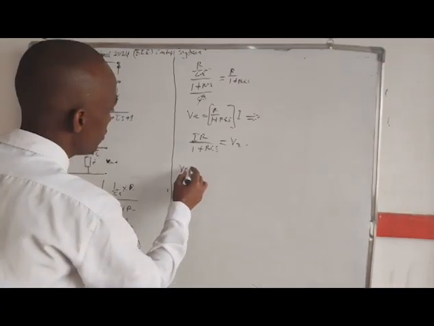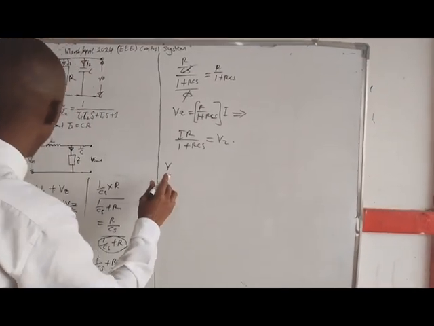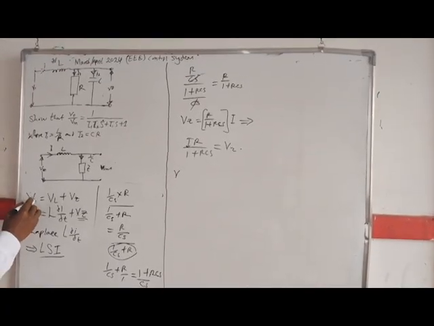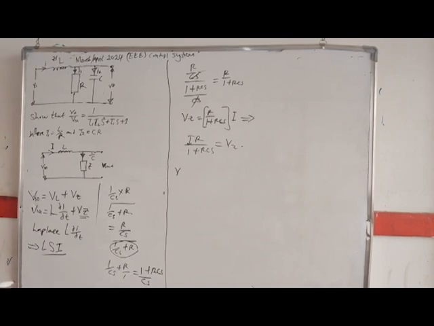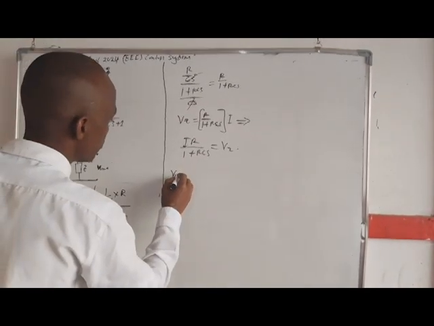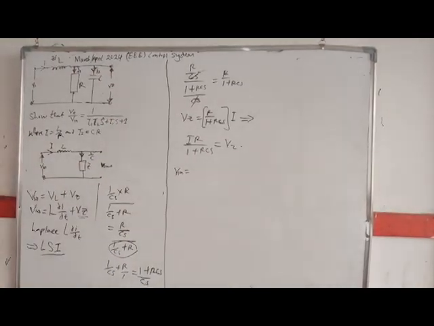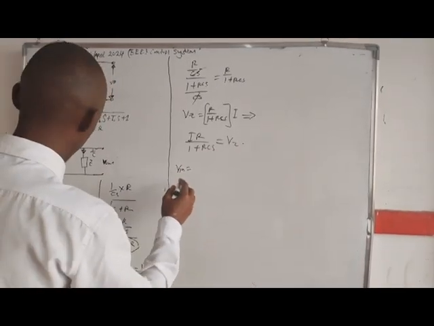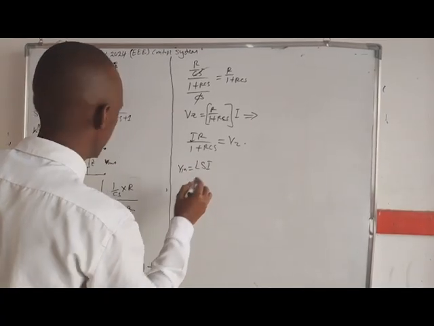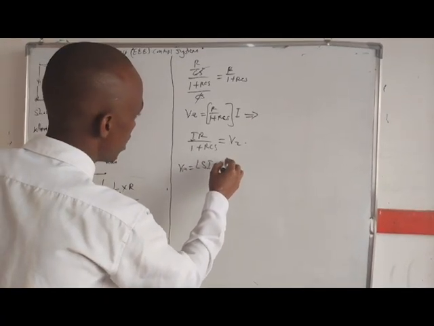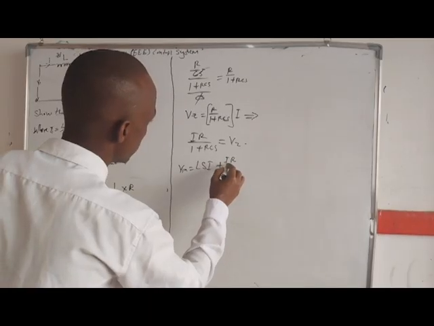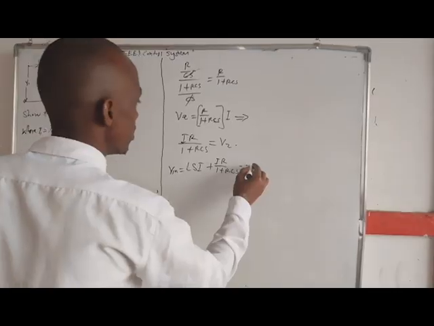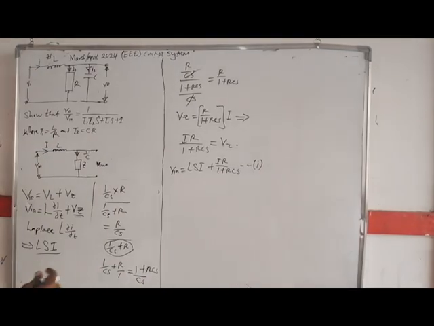Now our V input is equal to L s I plus I R over 1 plus RCs. This is equation 1, the V input.